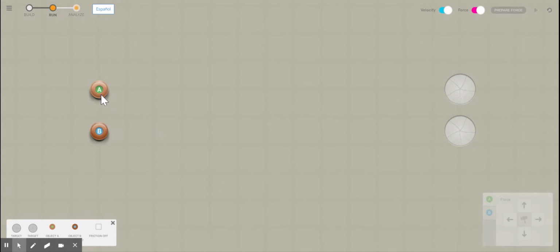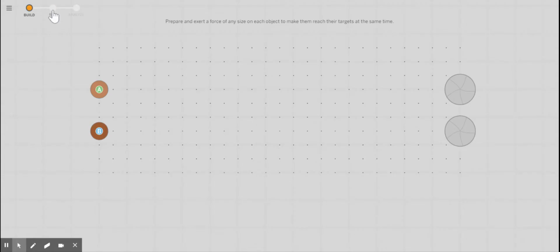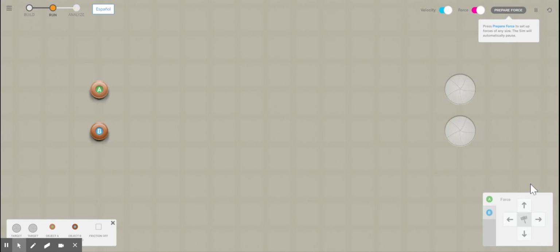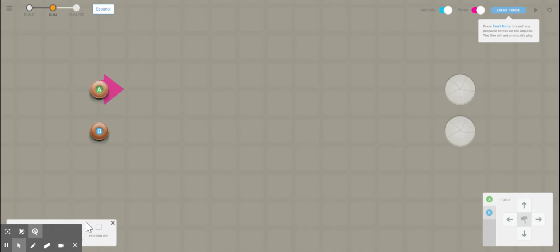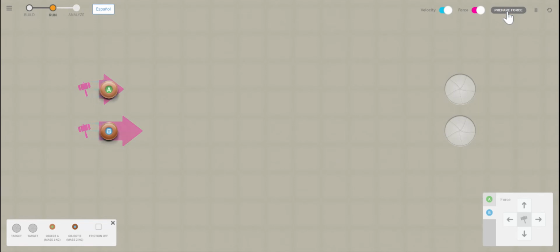So for object A, we are going to start with object A getting a force of 10. And if we look here, we can see that object B has 2 times the mass. So it is going to need 2 times the force. So if object A is getting 10, then object B is going to need to get 20.